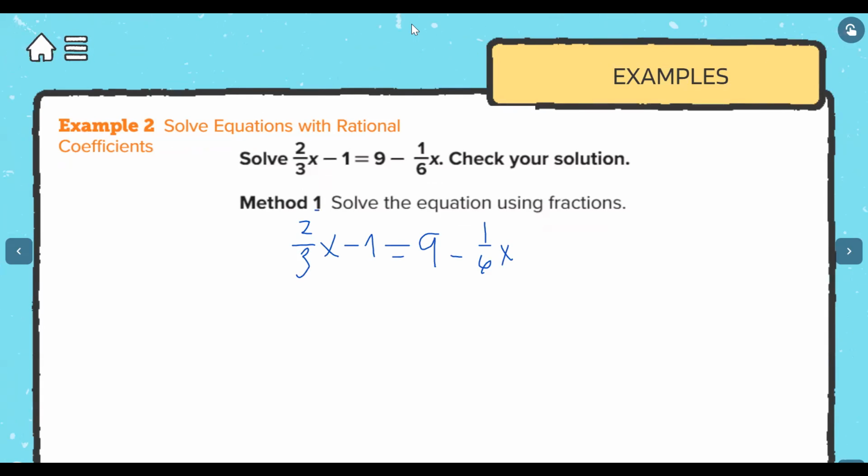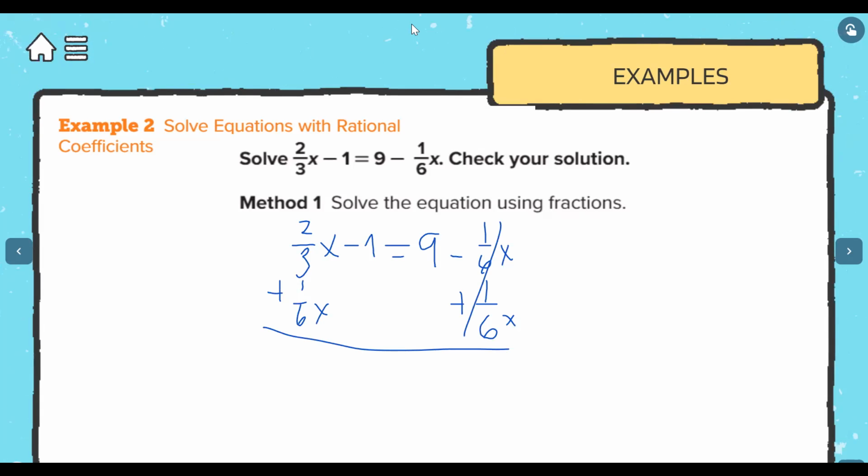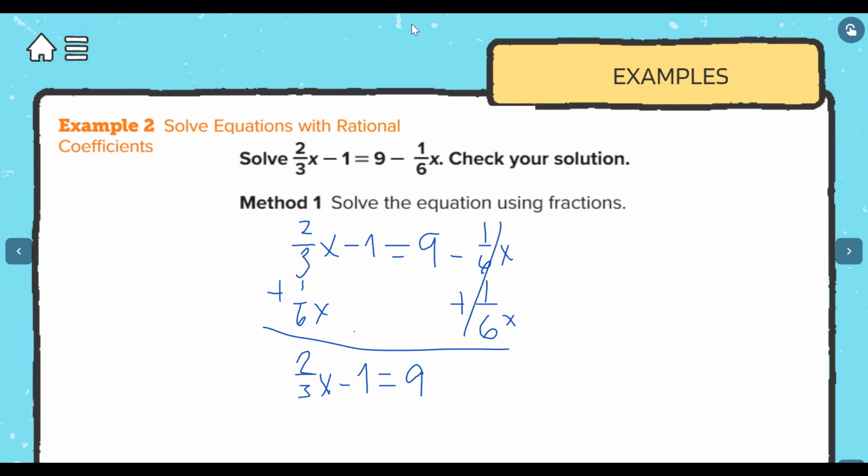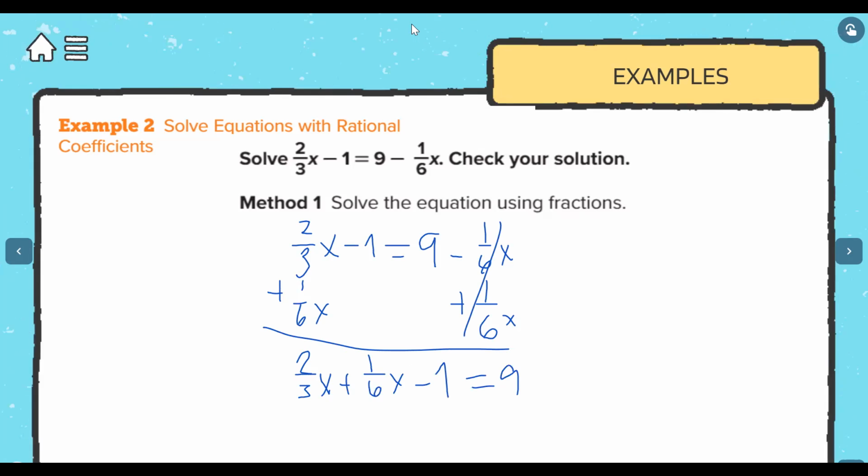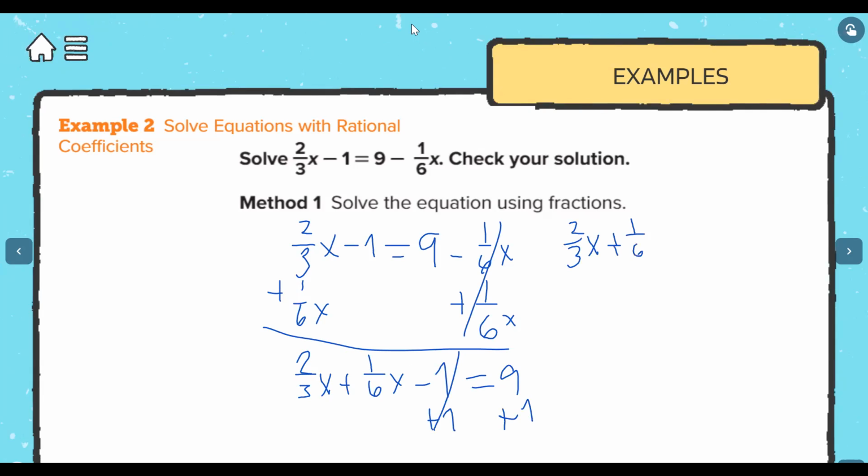So which one's bigger, the 2/3 or the negative 1/6? This one's bigger, right? So I'm going to move this one first. It's subtracting, so I'm going to add 1/6 x on both sides. Right here, I cancel it out. So I have 2/3 x minus 1 equals 9. I need to put plus 1/6 x minus 1 equal to 9. Now this constant, I'm going to move it to the other side, so I have to add it, okay? So I have 2/3 of x plus 1/6 of x equals 9 plus 1, 10.